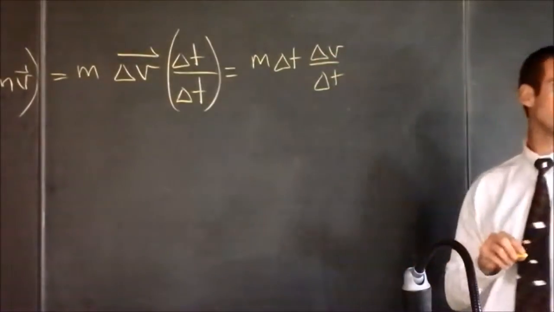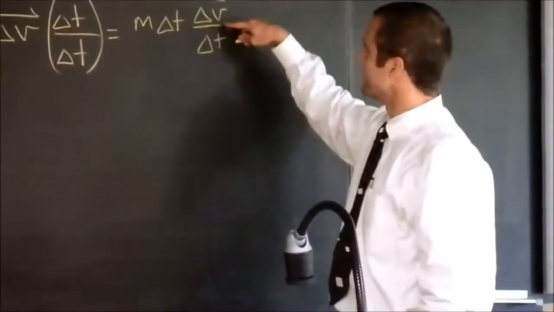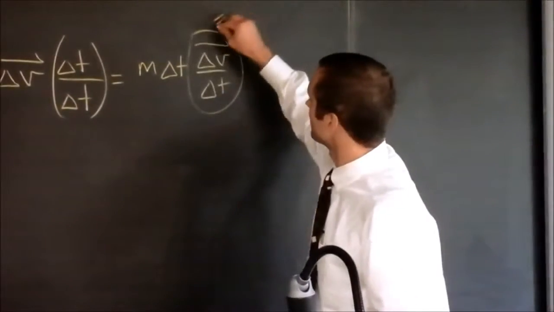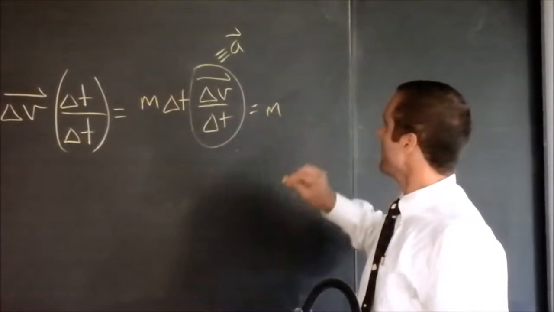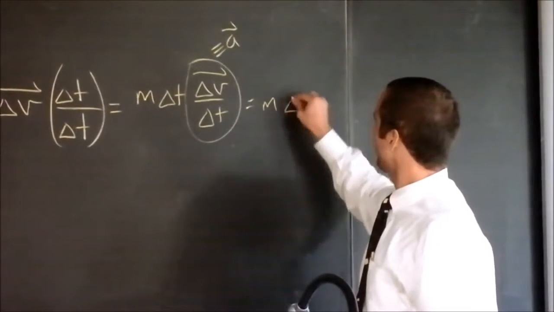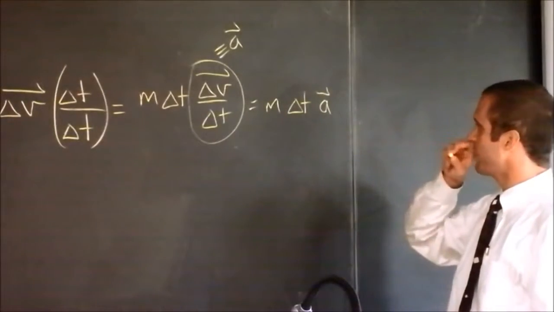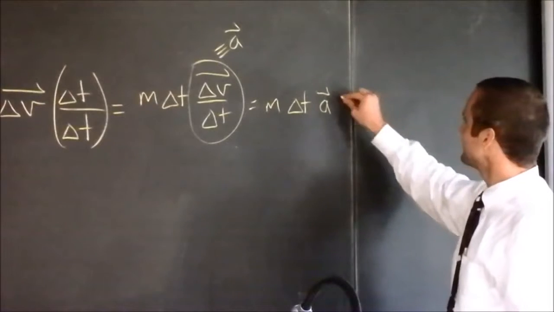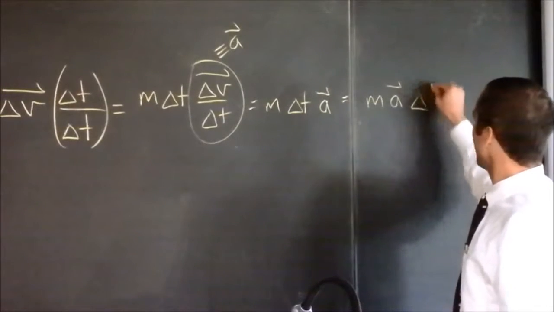And you know what delta v over delta t is, right? Change the acceleration. It is the acceleration. It's not the change in the acceleration, but this is actually the definition of the acceleration vector. So I've got m times delta t times the acceleration vector. And if we keep going, you see it? This is mass times acceleration times delta t.